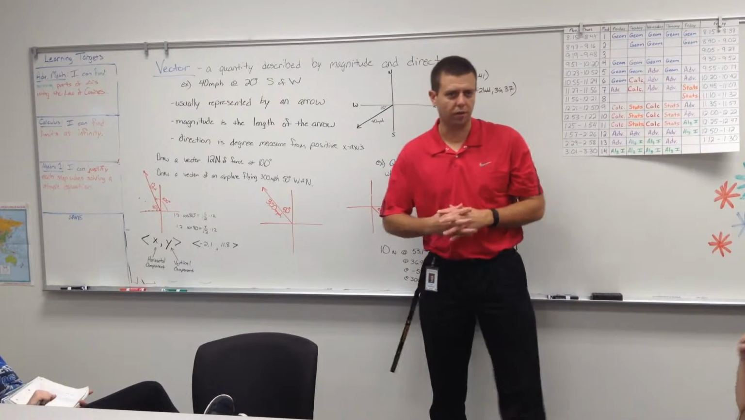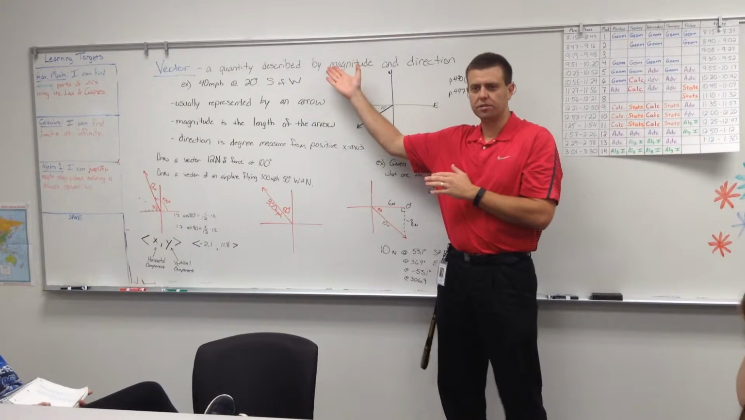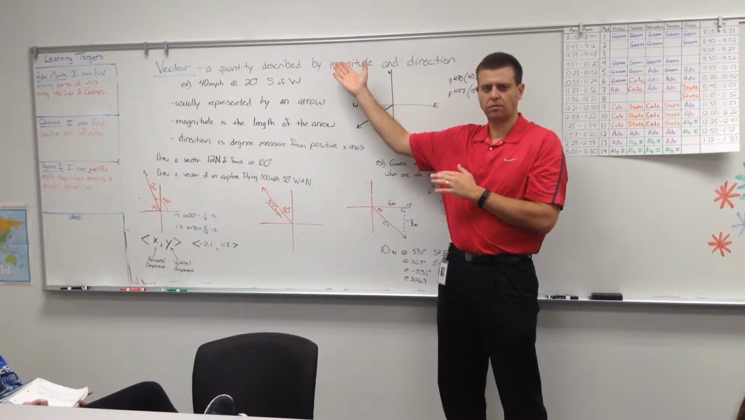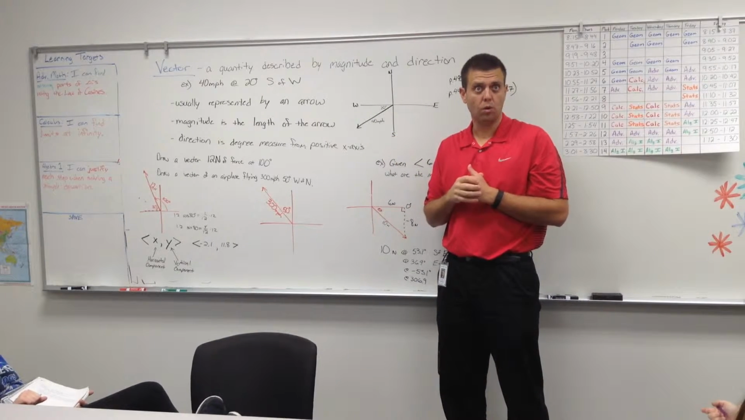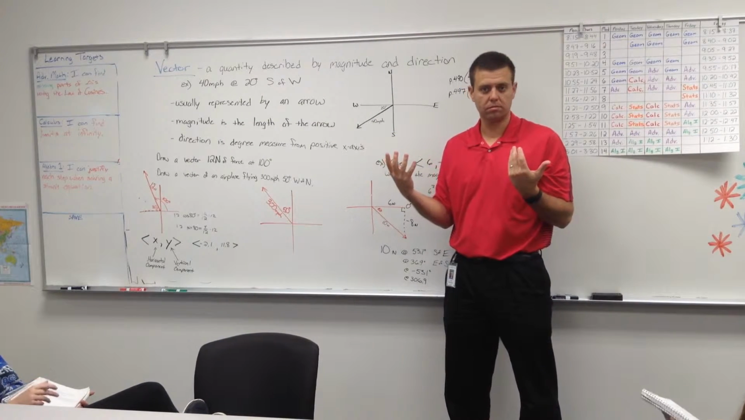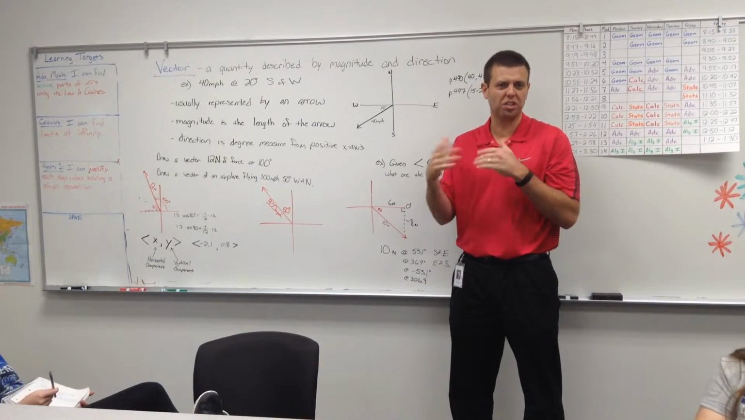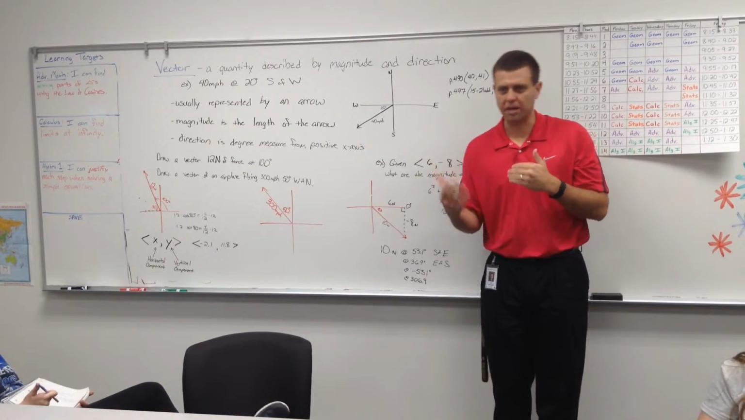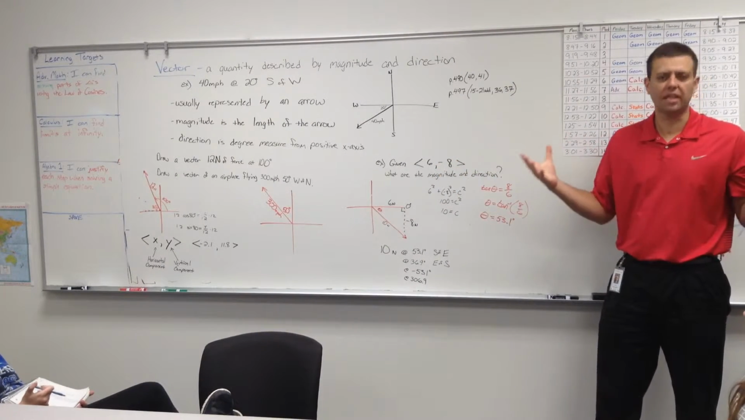What are your questions so far? You know what a vector is, right? When I draw an arrow, what part of it is the magnitude? The length of the arrow is the magnitude. What part of it is the direction? The degree measure, the angle, right? How do we know the length of it? That'd be given to you.